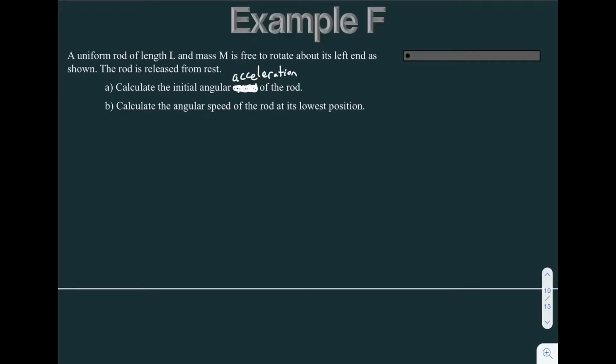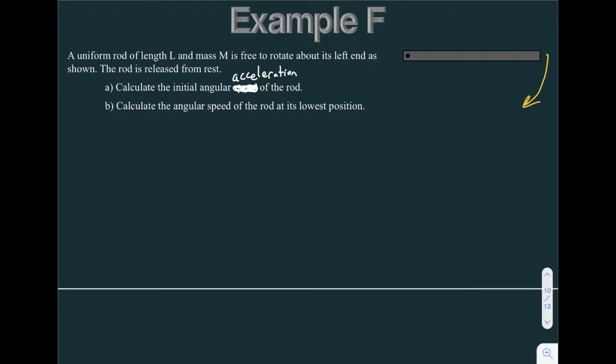Okay, the last example here is about a rod that's pivoted at its left end, and it's allowed to drop, so it's going to rotate down like this. And there's two questions here. The first one is to find the initial angular acceleration. There was a typo, it said speed. Yeah, the initial speed is 0. And then part B says find the speed at the bottom of its rotation. So we'll go ahead and look at part A first.